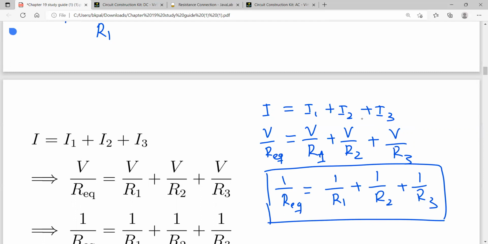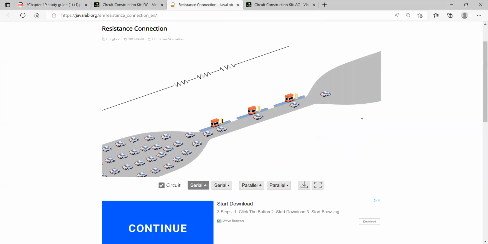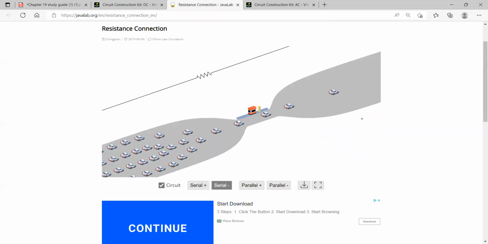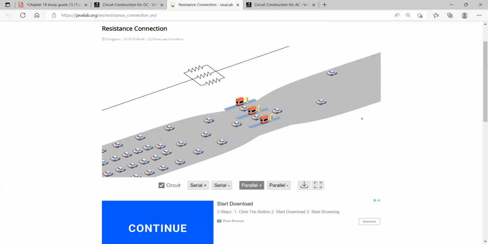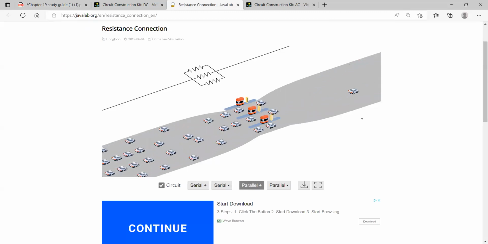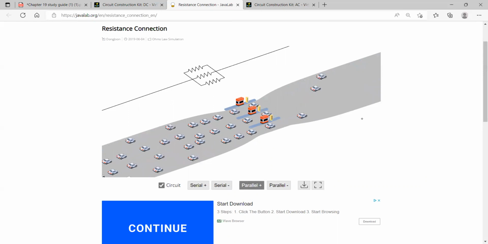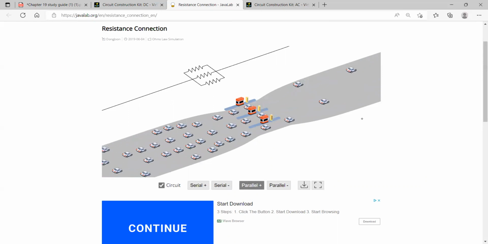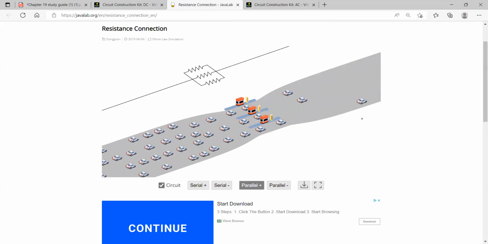And if you compare this with a toll booth, it will be something like this. You see that there are different ways to pass these toll booths, similar to the current.